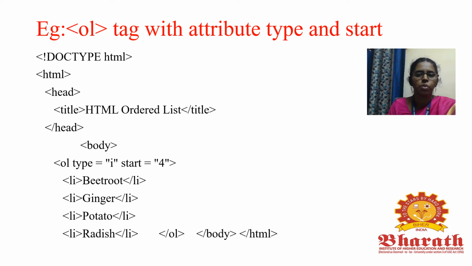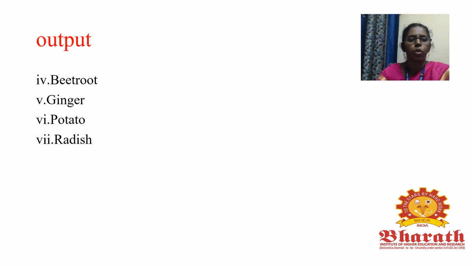So if you type this program in a text editor, save the program with the extension HTML, and open it in a web browser, the output will be like this. There is iv beetroot, v ginger, vi potato, vii radish. So this program explains how we use the ordered list with the type attribute as well as the start attribute.